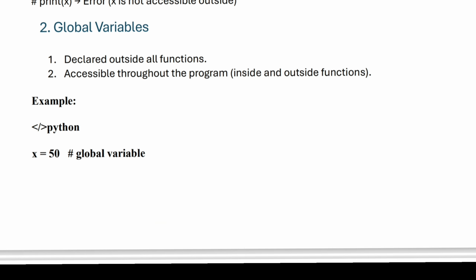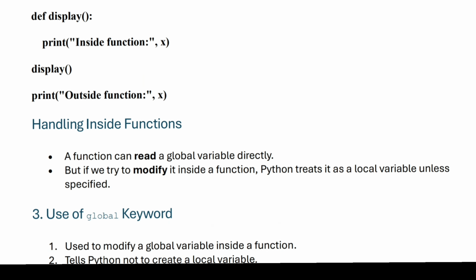Next is the global variable. A global variable is declared outside all functions and is accessible throughout the program, both inside and outside functions. For example, x = 50 is a global variable, displayed inside the function and also outside the function. Next is how these are handled inside functions.